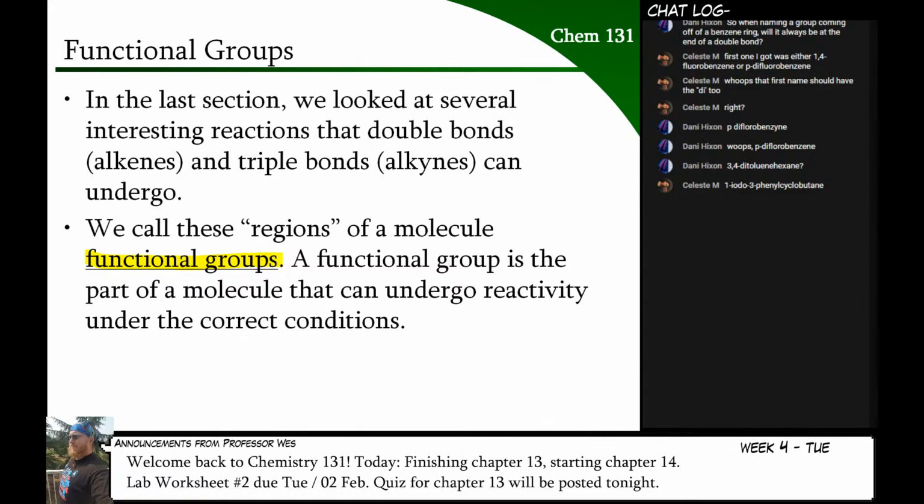So, for example, in the last section, we talked all about alkenes and alkynes. Those are functional groups. When you have a double bond present under the correct conditions, such as H2 and platinum, or Br2, it'll react. Something that would not be a functional group would be an alkane. Alkanes just don't really do anything at all. They just sit there.